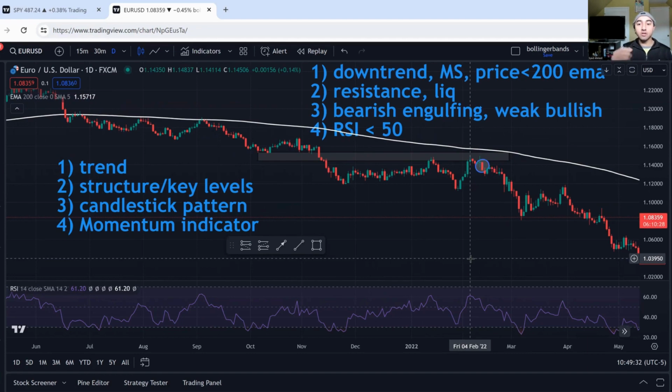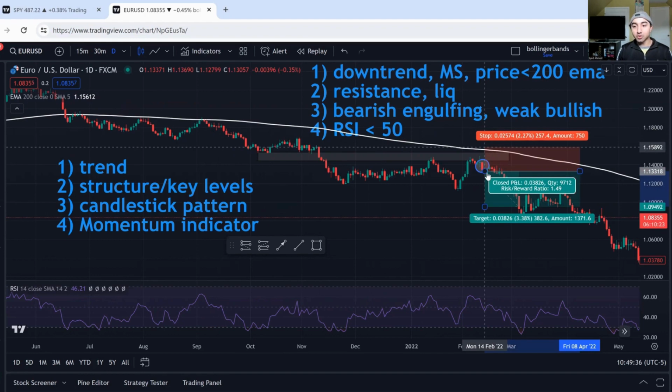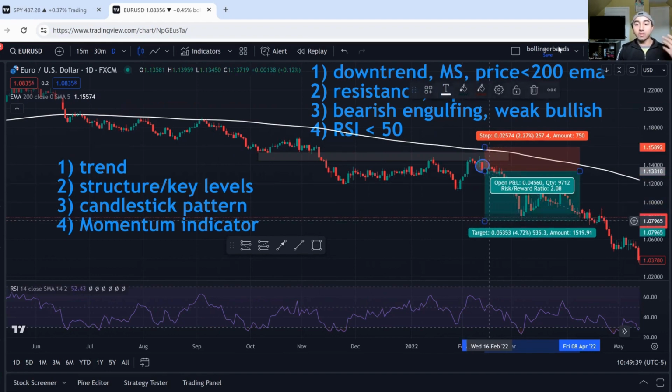We are going to the downside. This is when you would enter the trade. This is where you put your stop loss, and you put your take profit at a 1.5, 1 to 2, whatever. That's up to you to decide.